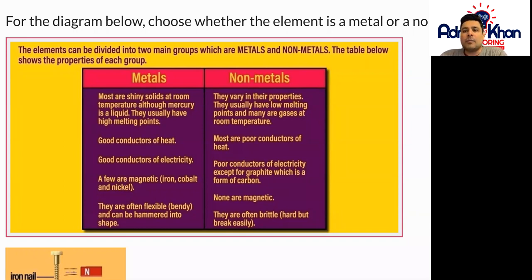None of them are magnetic. So non-metals are not magnetic. They are often very brittle and hard, but easily break. If you were to hammer them or try to bend them, they'll probably shatter and break. These are the most common property differences between metals and non-metals that you need to know for now.